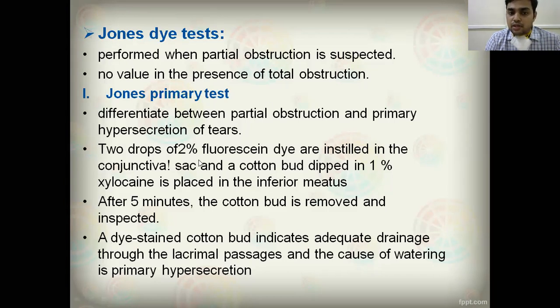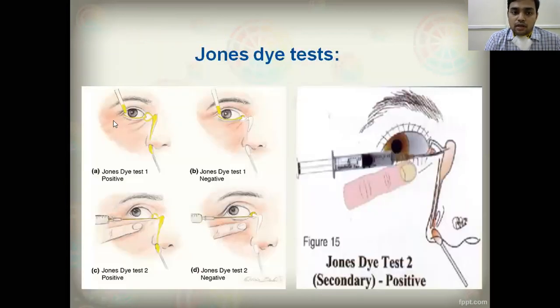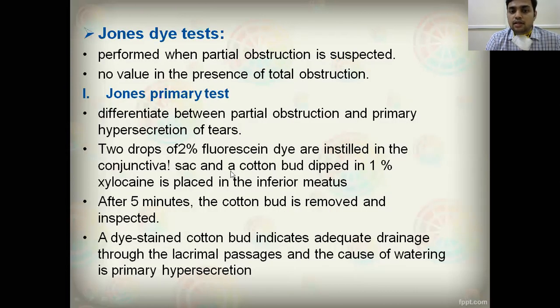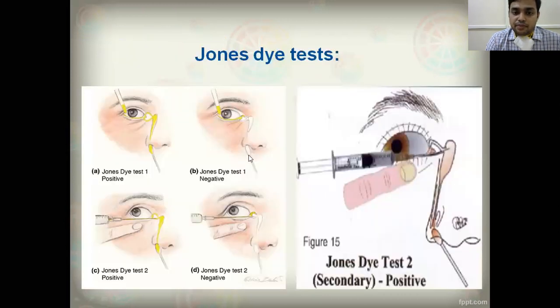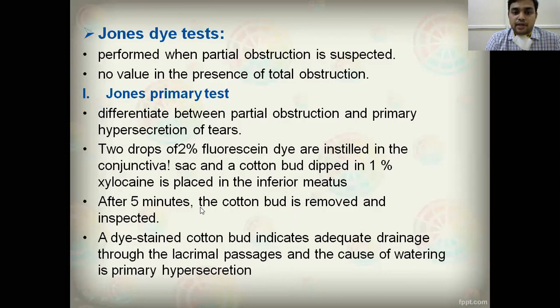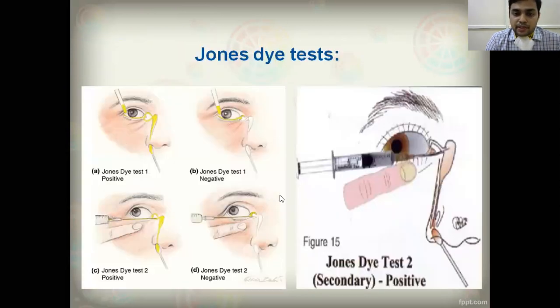Here also we instill 2% fluorescein dye into the conjunctival sac, and we take a small bud, like an earbud, which is soaked in anesthetic solution like 1% xylocaine, and it is placed at the level of the inferior meatus. So this bud is placed at the inferior meatus, that is at the opening of the nasolacrimal duct. After 5 minutes, the cotton bud is removed and inspected.